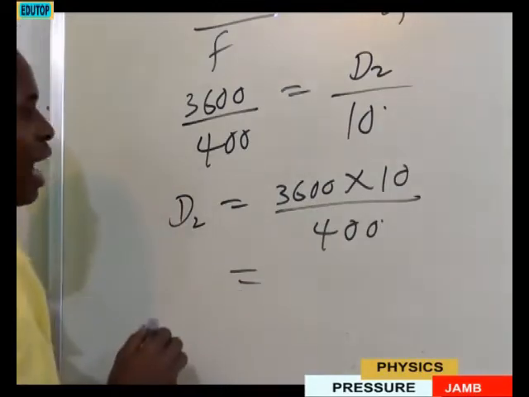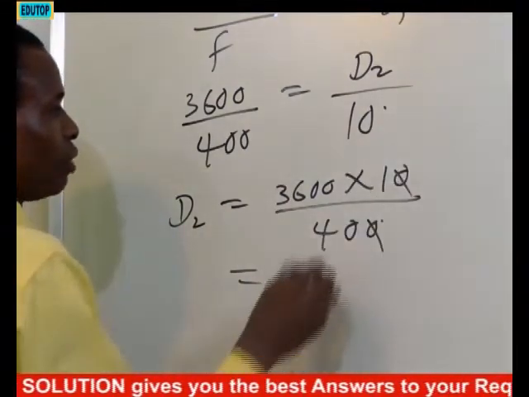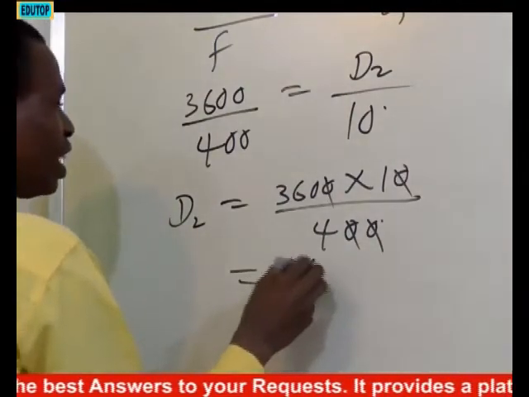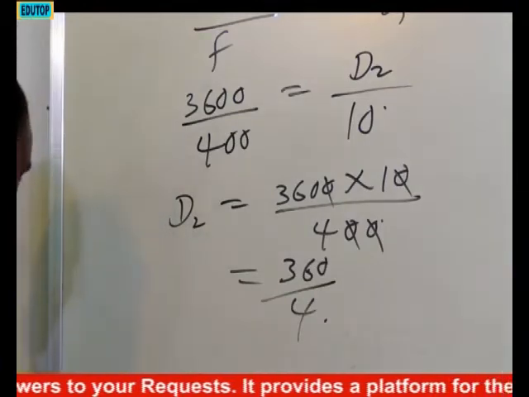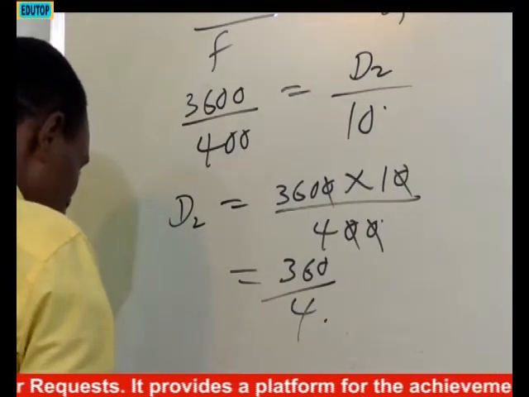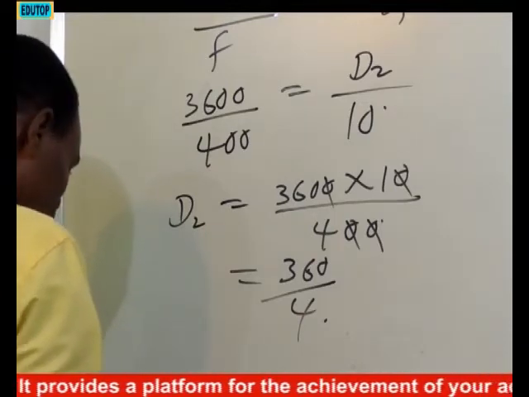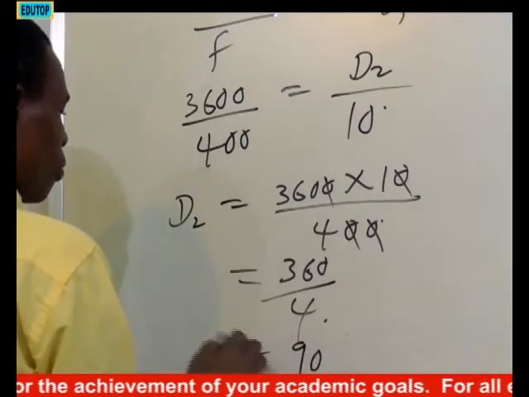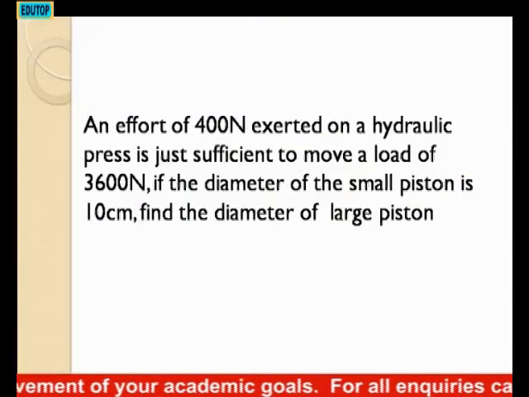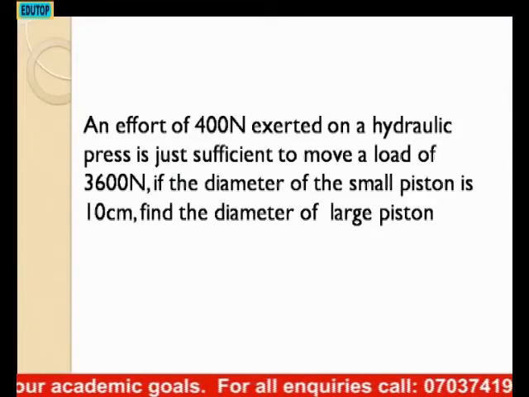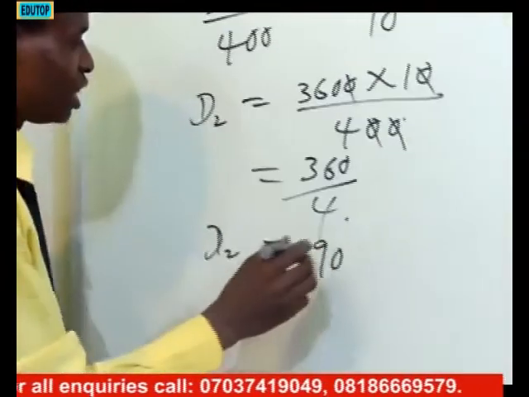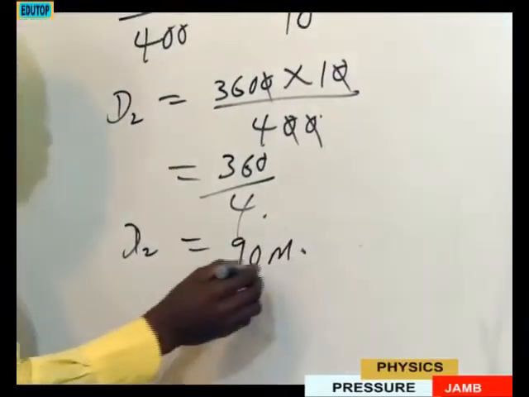And what are we having there? Please cancel this. Okay? Let's divide 360 by 4. If we do that, when we have 360 divided by 4, that's 90. That's our D2. We have calculated the diameter of the larger piston, and that is 90 meter. 90 meter.